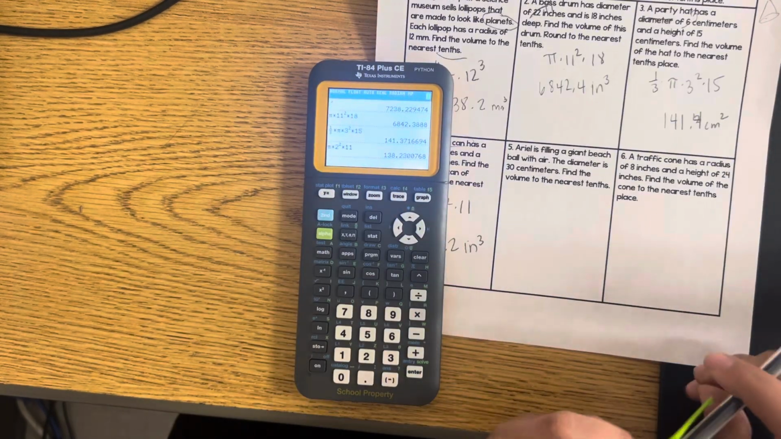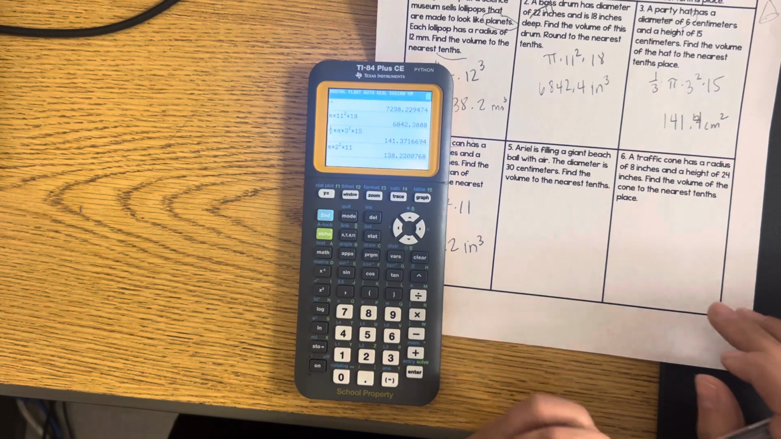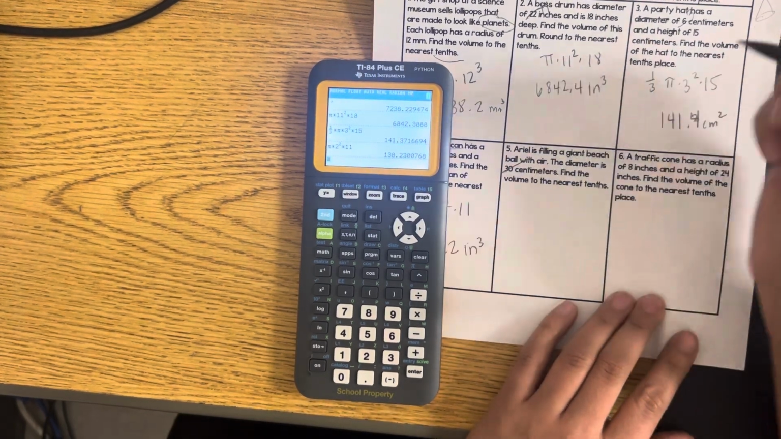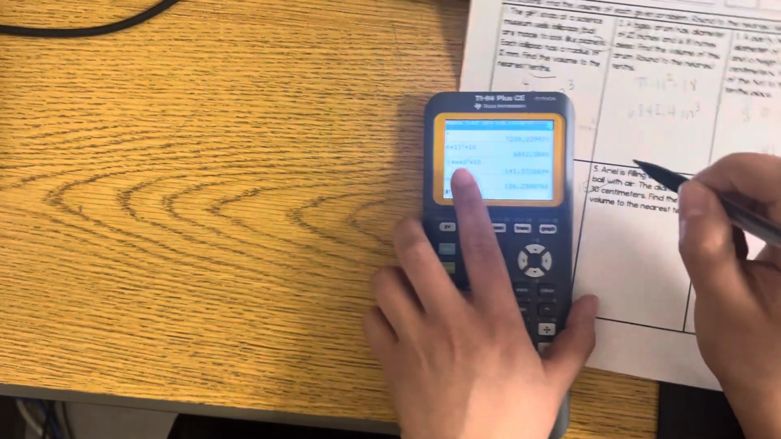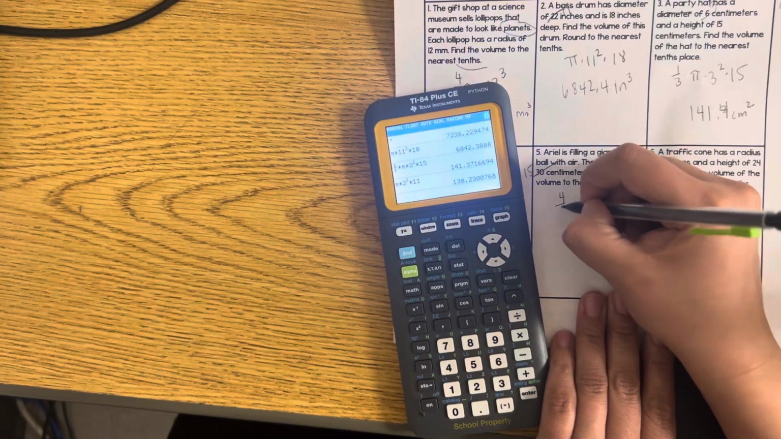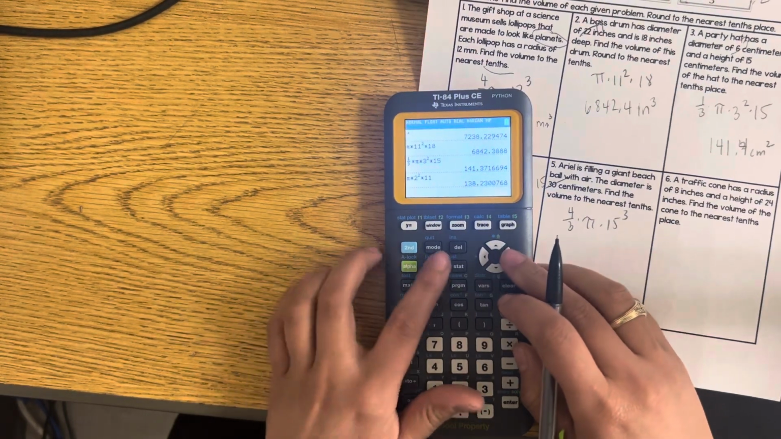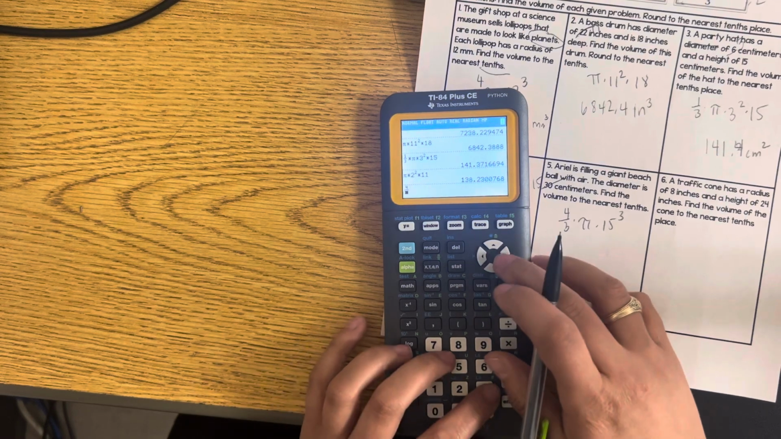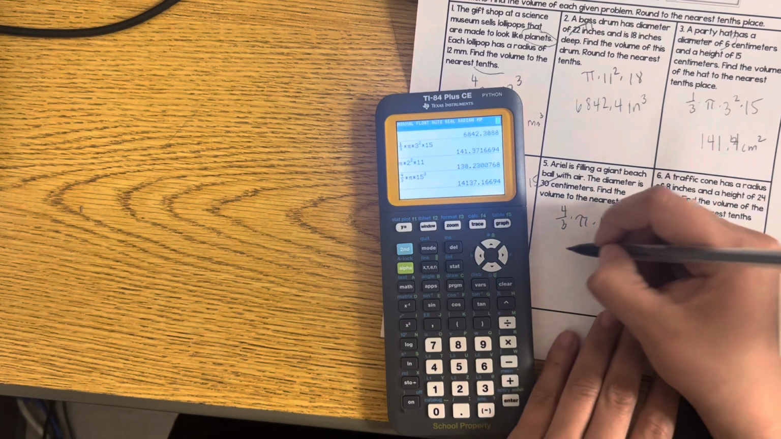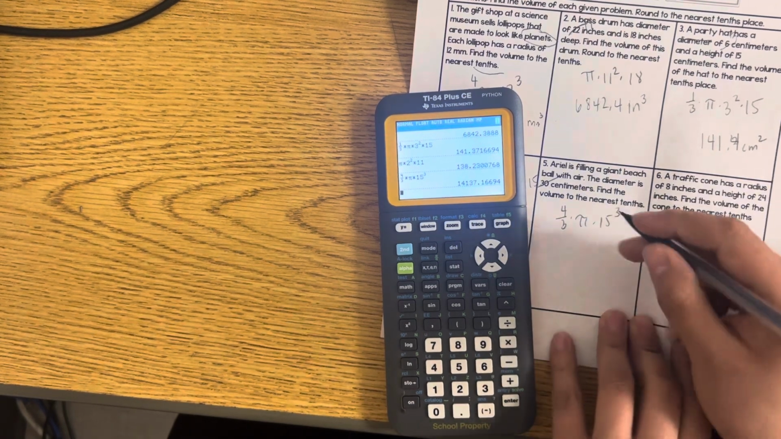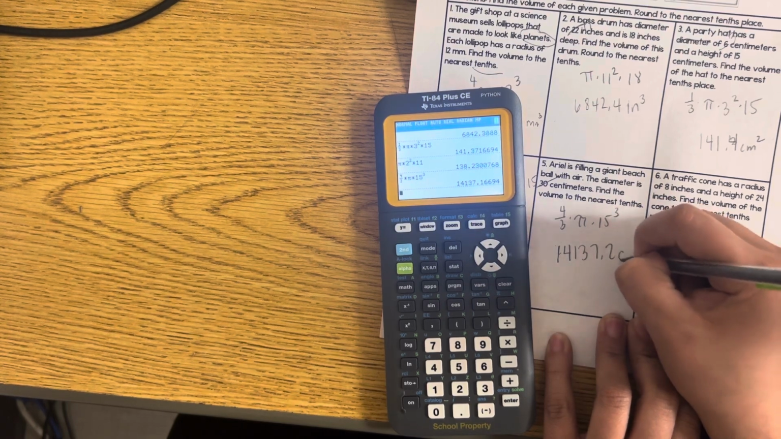Number 5, Ariel is filling a giant beach ball with air. The diameter is 30 centimeters. Find the volume to the nearest tenths. So they did give me the diameter, which means I need to cut 30 in half, and we're going to use 15 instead. The beach ball tells us that it is a sphere, so it's 4/3 times pi times 15 cubed. Again, beach ball, just knowing that it's spherical and not a cylinder or a cone, which you don't ever see that shape. And it doesn't mention cutting it in half or anything. So my answer is 14,137.2 centimeters cubed.